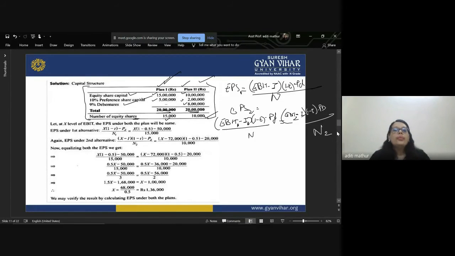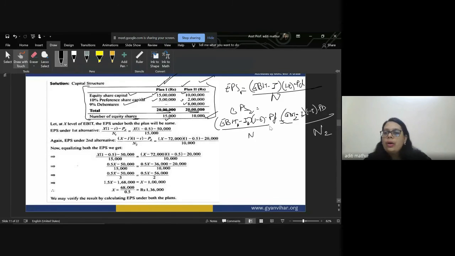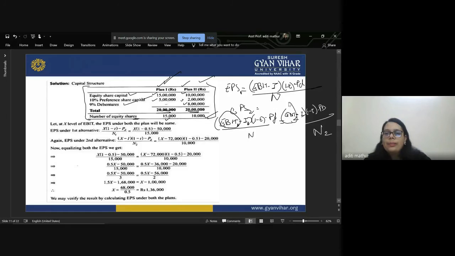Because the EPS for both these plans is the same and we have to calculate this level of EBIT when your EPS is the same. So for this question, we have assumed our EBIT to be x. So x will be common over here and here. So when we put the elements into the formula, we get x into (1 minus 0.5). Why? Because we don't have interest in plan A, right? In plan 1. So that is why we are directly using this part.